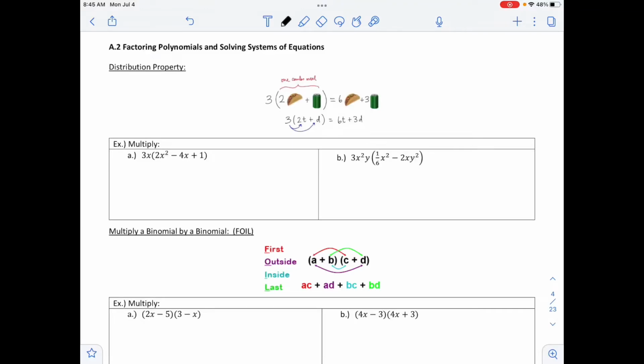We are in section A.2, factoring polynomials and solving systems of equations. The first property that we're going to discuss is the distribution property, and it's written a little different here just to kind of show what this means.